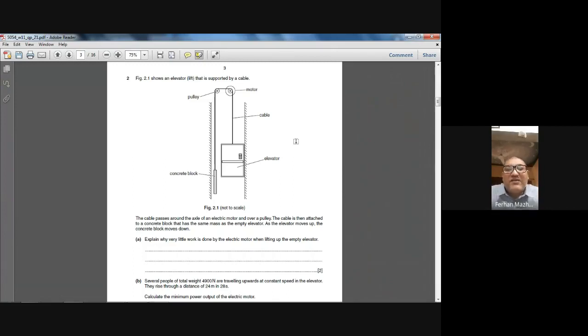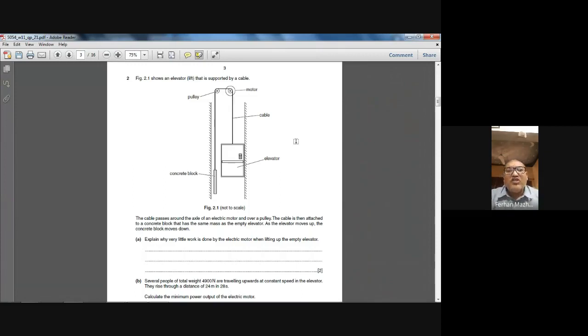The tension will be in the upward direction, and the weight of the elevator will be in the downward direction. So the tension in that cable and the weight of the elevator will be balanced. In simple words, you can say that the weight of the elevator is balanced by the weight of the concrete block. The question is: explain why very little work is done by the electric motor when lifting up the empty elevator.